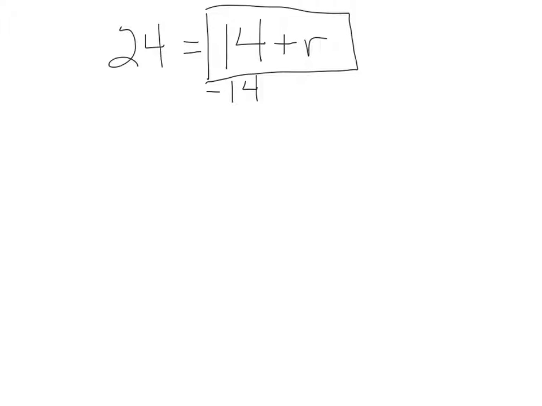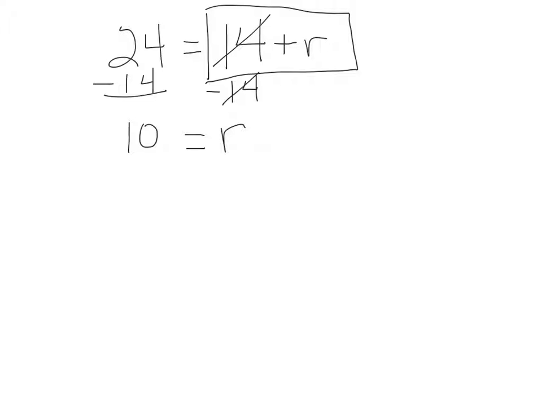is a negative 14. So I'm going to write negative 14, or minus 14. I know positive 14 and negative 14 cancel each other out to 0, so I'm left with r, which is my goal. I need to get the variable by itself. But if I've taken 14 from the right side, I must take 14 from the left side. 24 minus 14 leaves me with 10. So r equals 10. And again, this is an equal sign, so both sides are the same.